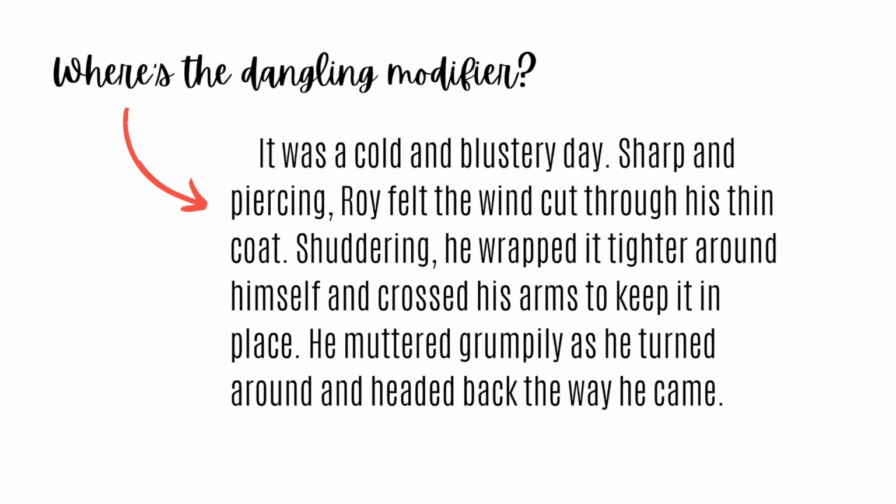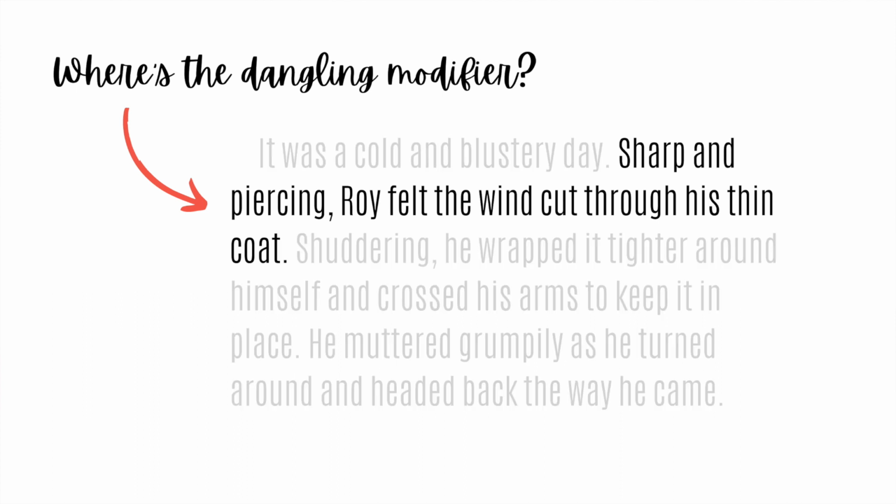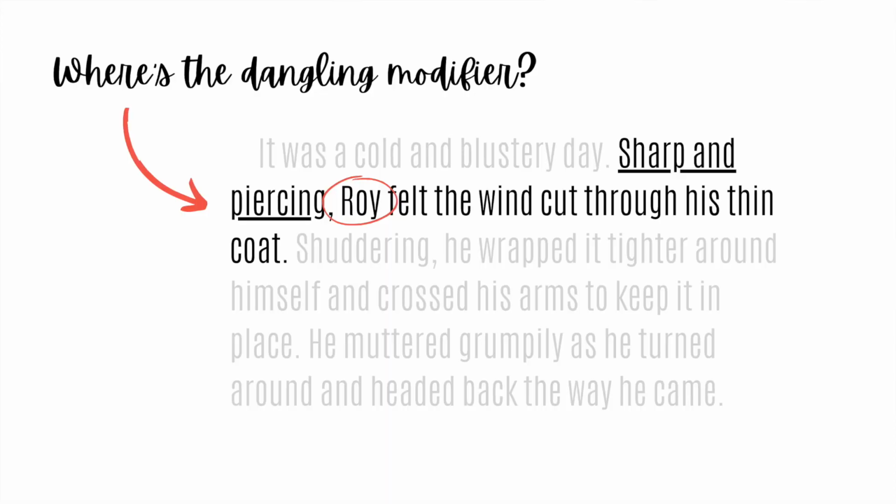Okay, so you probably found it pretty quickly, but here it is. Sharp and piercing, Roy felt the wind cut through his thin coat. The modifier here is sharp and piercing, but as it's written now, it describes Roy. Roy is sharp and piercing. But Roy isn't sharp and piercing, so it needs to describe the wind. A good rule of thumb is always to keep your modifying words and phrases as close to the subject they're modifying as possible. So here we would correct it in a couple of ways.